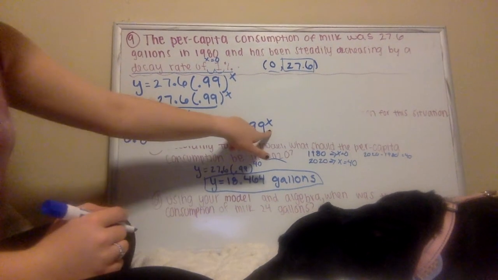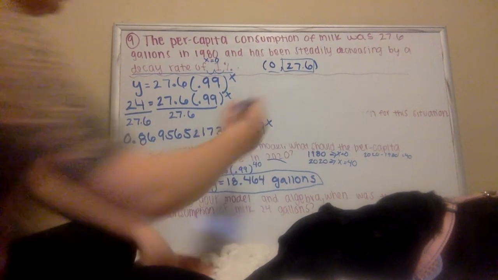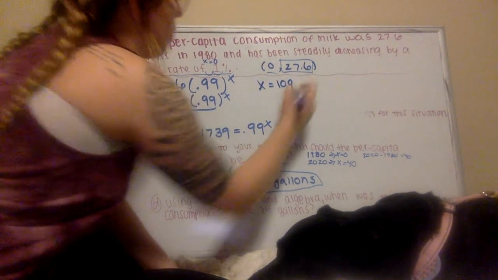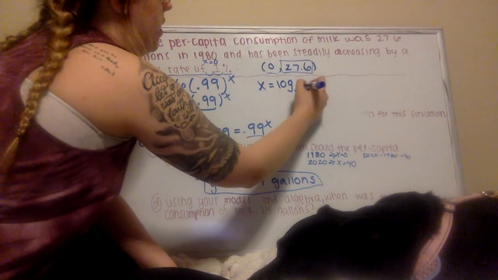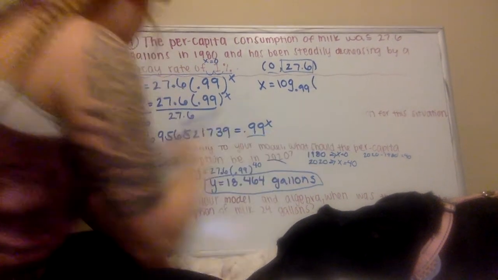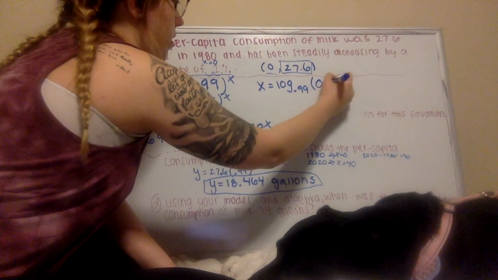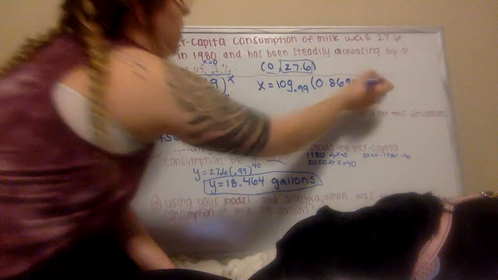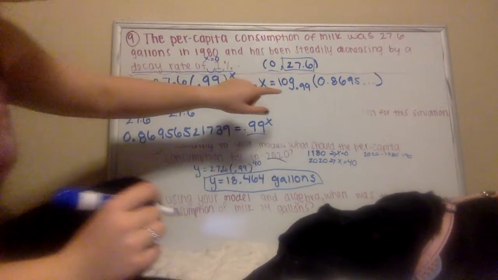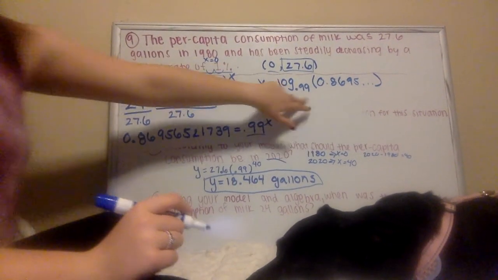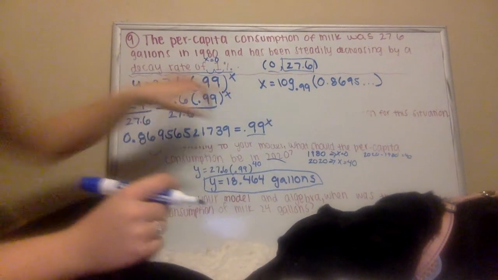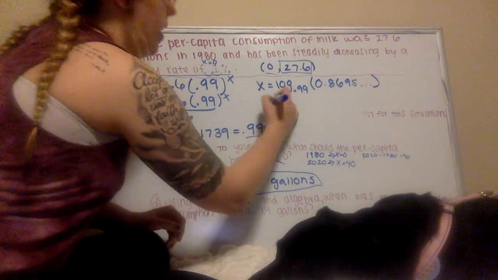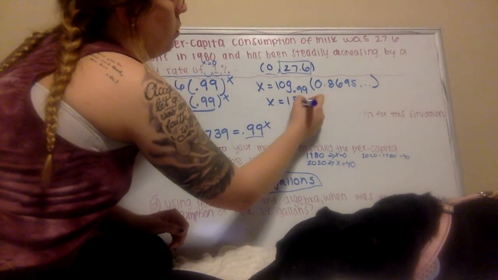Now to get this by itself, we have to rewrite this in a logarithm. So our exponent equals, so x equals log base 0.99 of this big long number that we have here, 0.8695... I'm just going to write dot, dot, dot, because you guys know where it came from. Then when we plug this into our calculator and solve, or you do your change of base, however you need to if your calculator doesn't have the base button, you will get x is equal to 13.9.